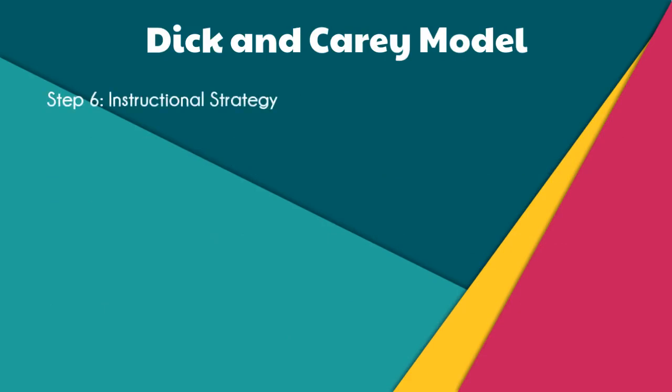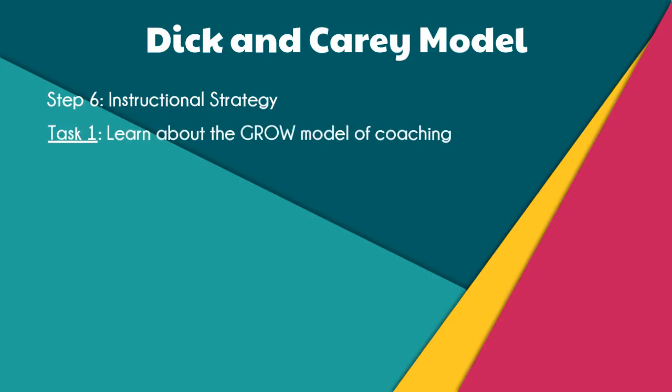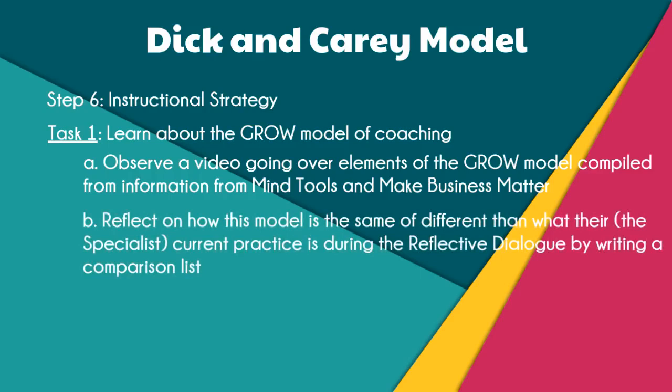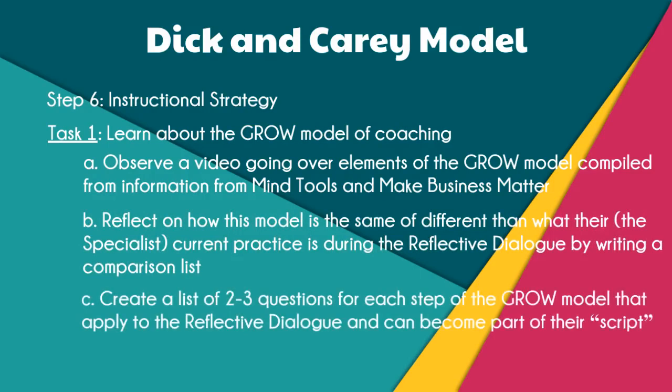Step 6. Instructional Strategy. Task 1. Learn about the GROW model of coaching. First, they will observe a video going over elements of the GROW model compiled from information from Mind Tools and Make Business Matter. Then, they will reflect on how this model is the same or different than what their current practice is during the reflective dialogue by writing a comparison list. Finally, they will create a list of 2 to 3 questions for each step of the GROW model that apply to the reflective dialogue and can become a part of their script.